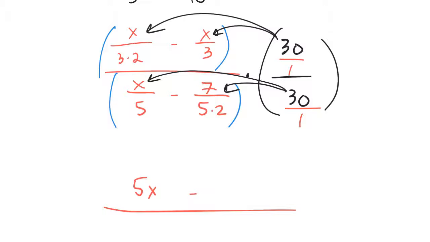The next part here, take a look again. This 30 is going to go up top. This is going to be 30 over 3. 30 over 3 is just 10. So this is going to be a 10x. Then I go to the bottom and I do the same thing. I take the 30, multiply it over here. 30 over 5 is just 6. This becomes a 6x.